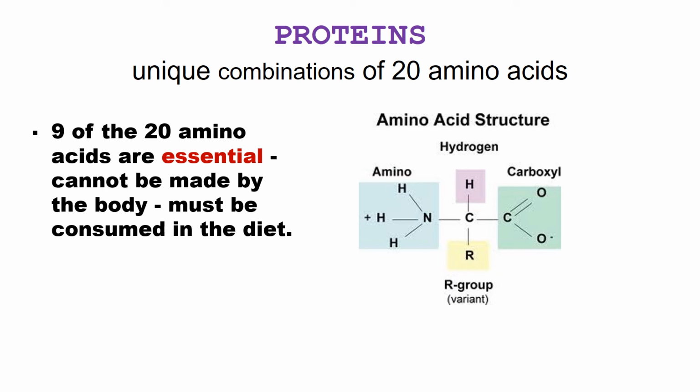Those 20 amino acids share things in common. Each amino acid has an amino group, which is basically a nitrogen bonded to 3 hydrogens. They also have a carbon to hydrogen bond, and then they have a carboxyl group, which is basically a carbon bonded to 2 oxygens. What is different between each of those amino acids is the R group. The R group is different between all these 20 amino acids.